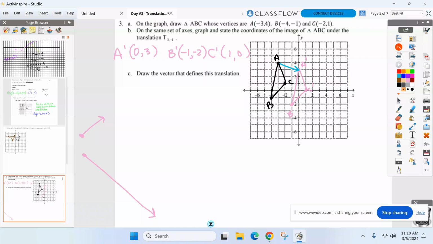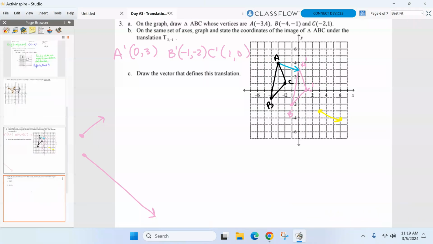Hey, you want to get real nuts? Just put a random point and do over 3, down 1, and draw it to there. If you wanted to really get nuts. All right, it doesn't have to be on the actual figures. Good job. Anything else? So that's what a vector is, and that's how you draw it. All right, I got 2 more.